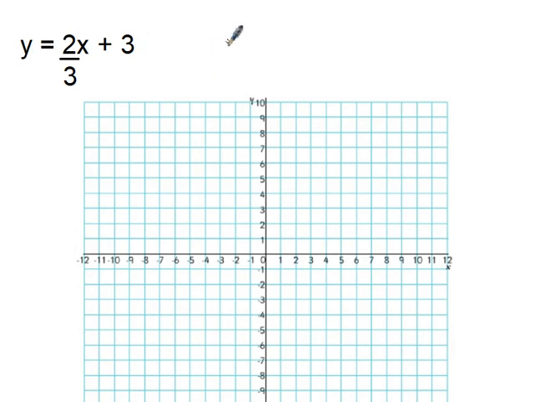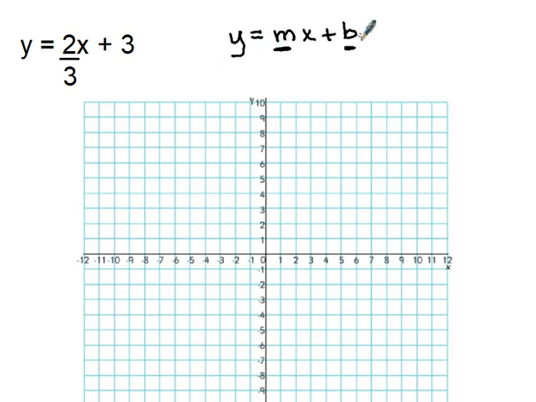This equation falls perfectly in line with our standard equation that we'll be using to graph lines or linear equations, which looks like this: y equals mx plus b. Where m, in our example, would be the 2/3, and b, in our example, would be the 3. Each of these things, the m and the b, have a job to do.